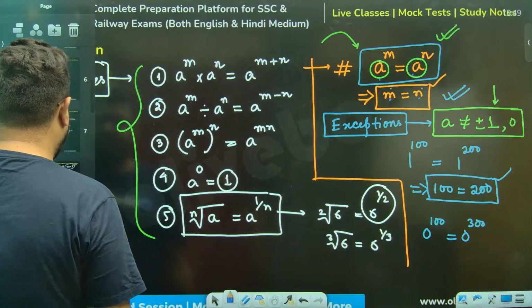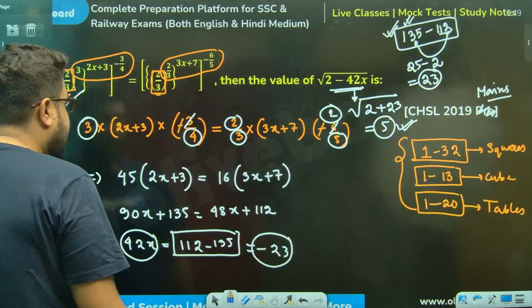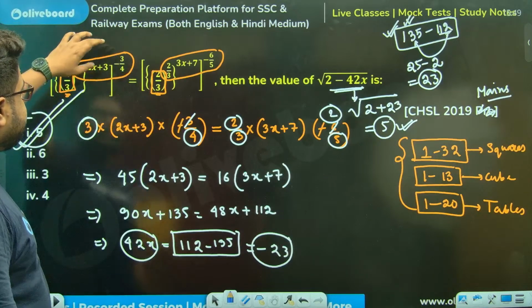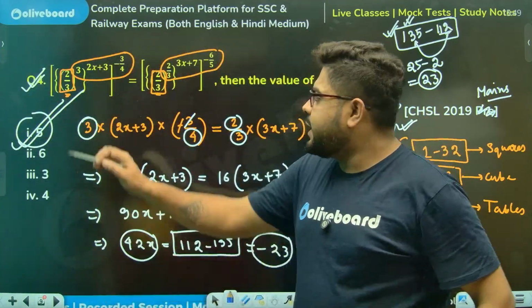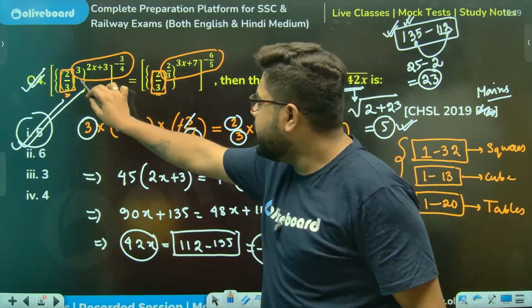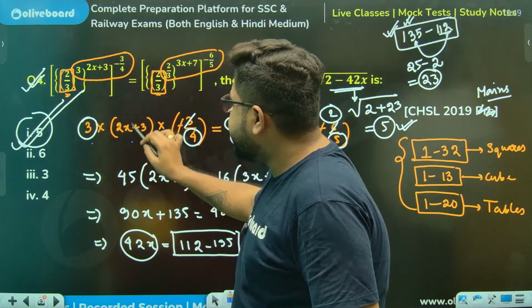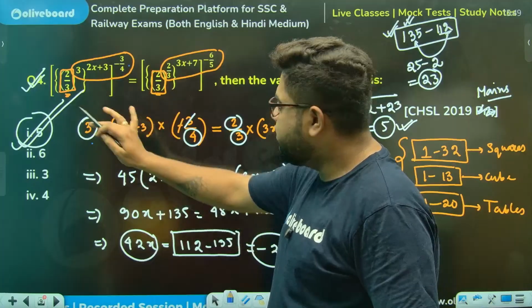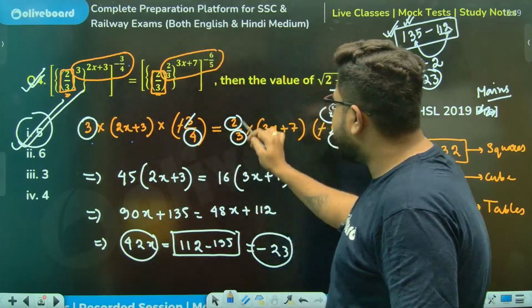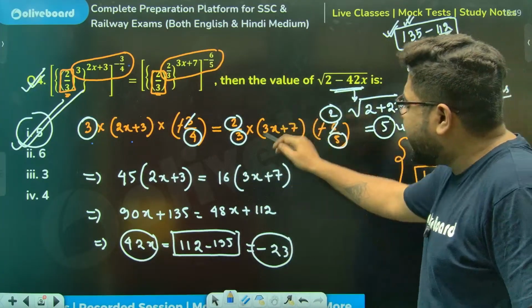So applying that rule, I can simply say that everything will get multiplied. So 3, 2x plus 3, 2x plus 3, minus 3 by 4, minus 3 by 4. This is the left hand power, multiplied everything. It should be equal to the right hand power. Now just calculation.